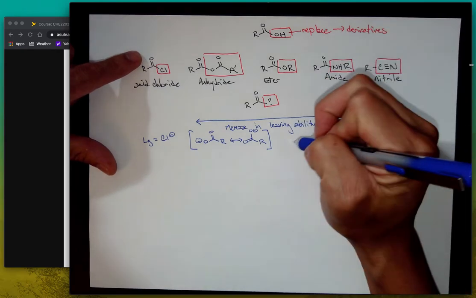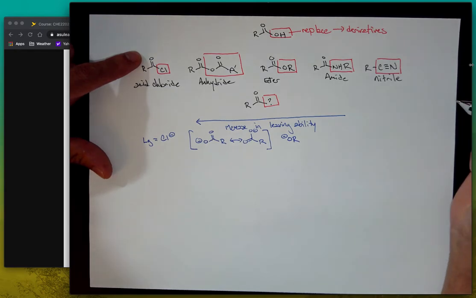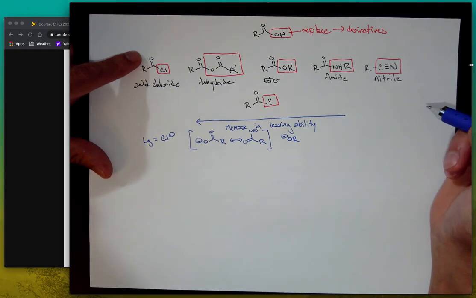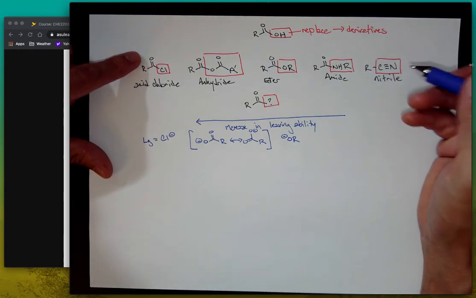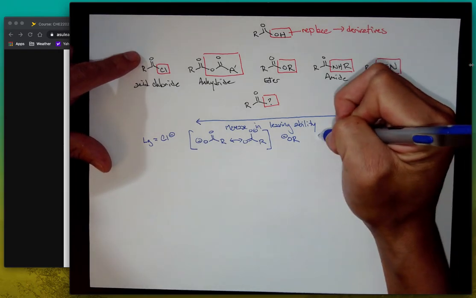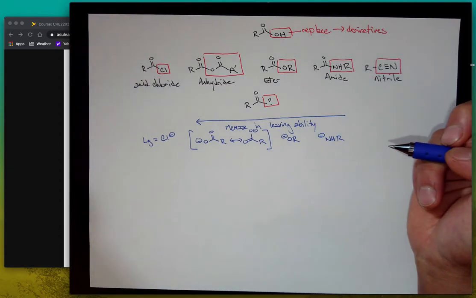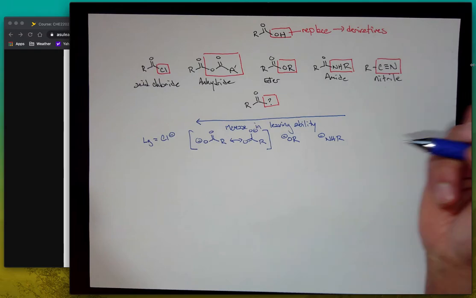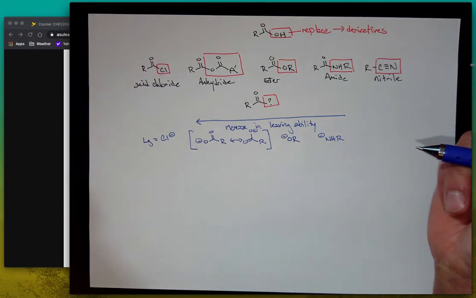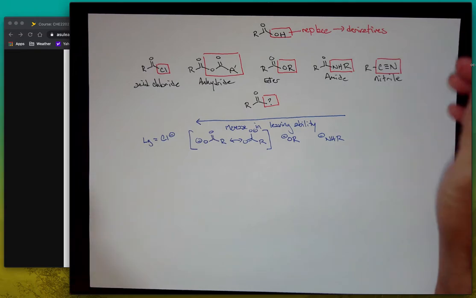The leaving group over here is an OR. Well, that's not necessarily a good leaving group, and in fact, we would call that a good nucleophile. Uh-oh. NHR? Well, if an OR is a poor leaving group, then an NHR is a very fantastic nucleophile. Let's ignore the nitrile for right now, just for a second.